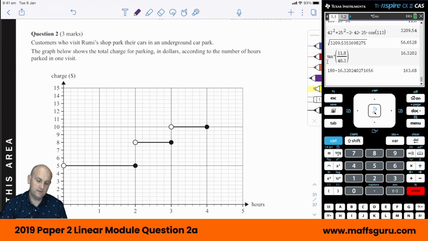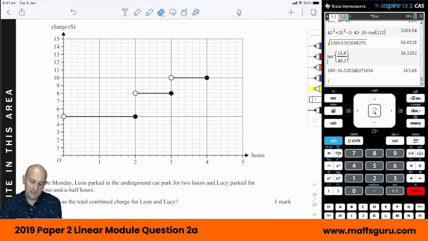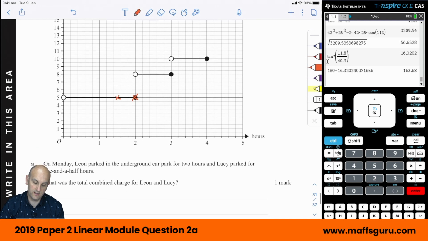All right, customers who visit Rumi shop park their cars in an underground car park. The graph below shows the total charge for parking in dollars. Right, so this is a step graph. Okay, so on Monday, Leon parked in the underground car park for 2 hours and Lucy parked for 1.5 hours. What was the total combined charge? All right, so for 2 hours, they would be paying $5, and for 1.5 hours, which is roughly there, also $5. So the total combined cost would be $10.